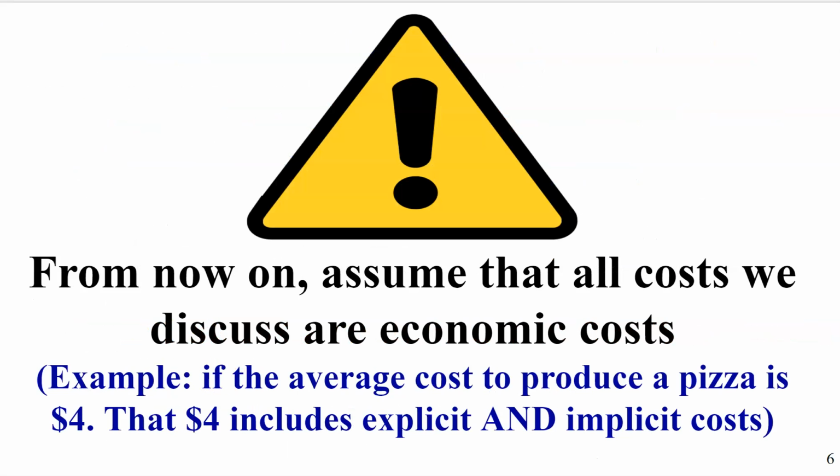Now, going forward, let's keep in mind that we're going to talk about economic costs. So the idea here is that all of these things are looking at explicit and implicit costs. That's what we're looking at as we move forward. We're kind of leaving accounting profit behind, and when we're looking at these costs, we're assuming economic costs, explicit and implicit, in this particular example. So if the average cost of a pizza is $4, that would include explicit and implicit costs in the production of that pizza, and that's what we're looking at going forward.